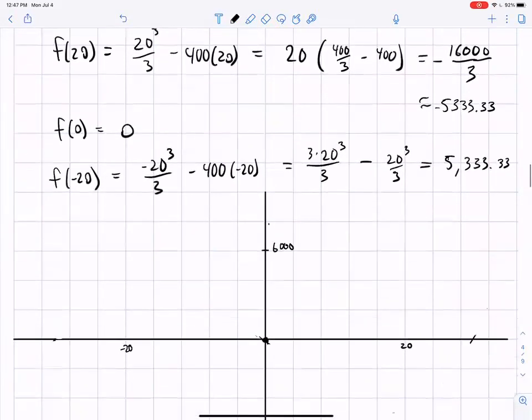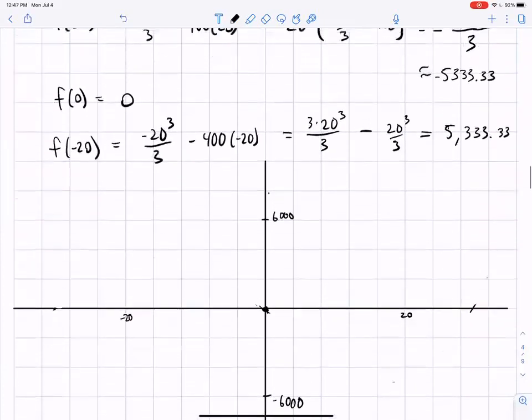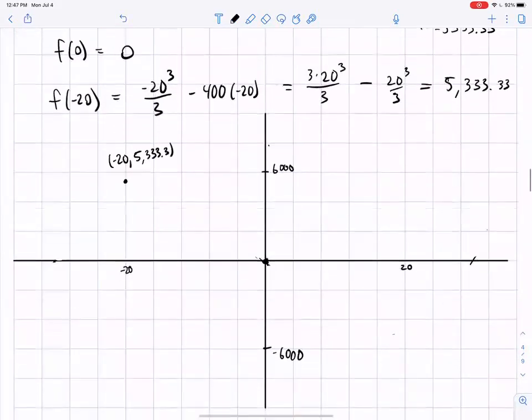Those will be the anchor points for our function. At negative 20, the function value is positive 5,333. So this is the point negative 20 comma 5,333.3. And then at 0, it's 0. And then at positive 20, we have the point 20 comma negative 5,333.3.